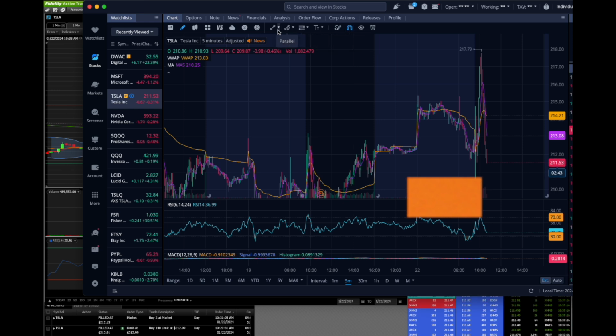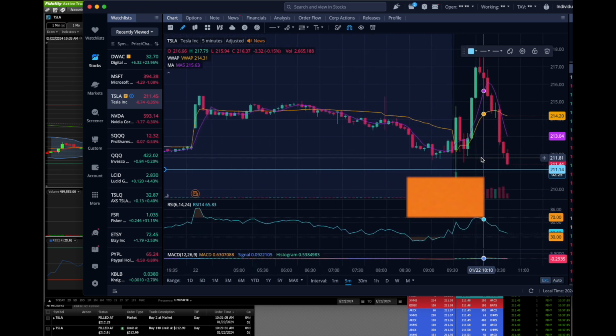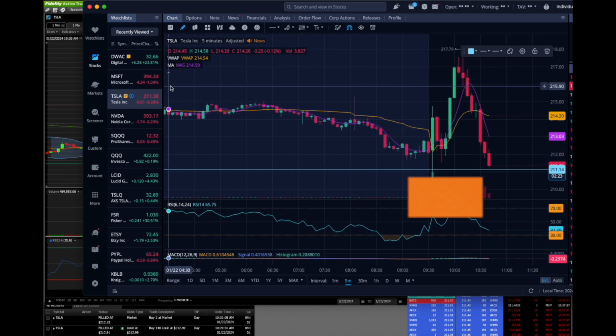Let's see here. Just trying to see if I can draw the rectangle so you can see. Here's a horizontal line. Right in this area, around the 211. I wonder if we're gonna get some support around here. Because I mean, this is a nasty sell-off. I mean, look at this. But why is this happening?